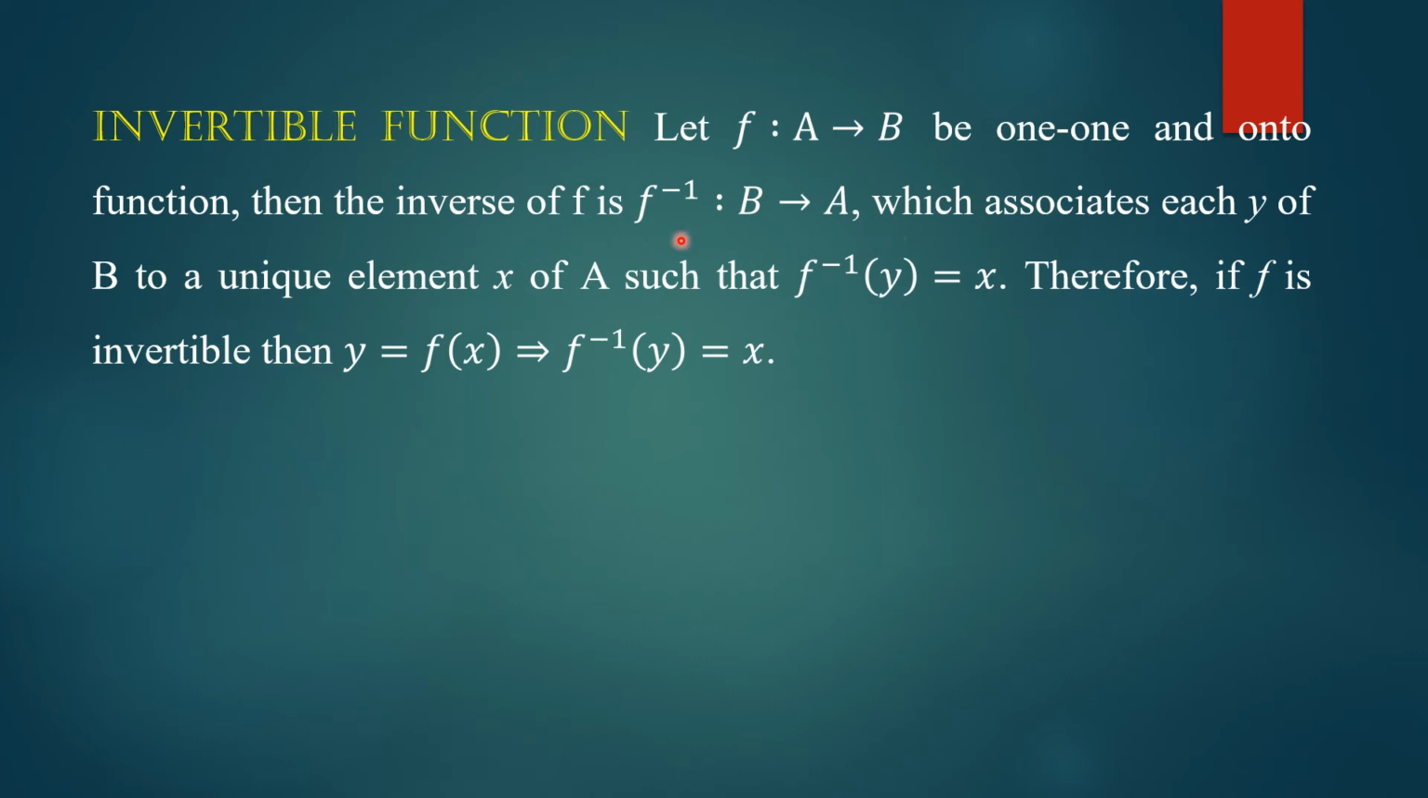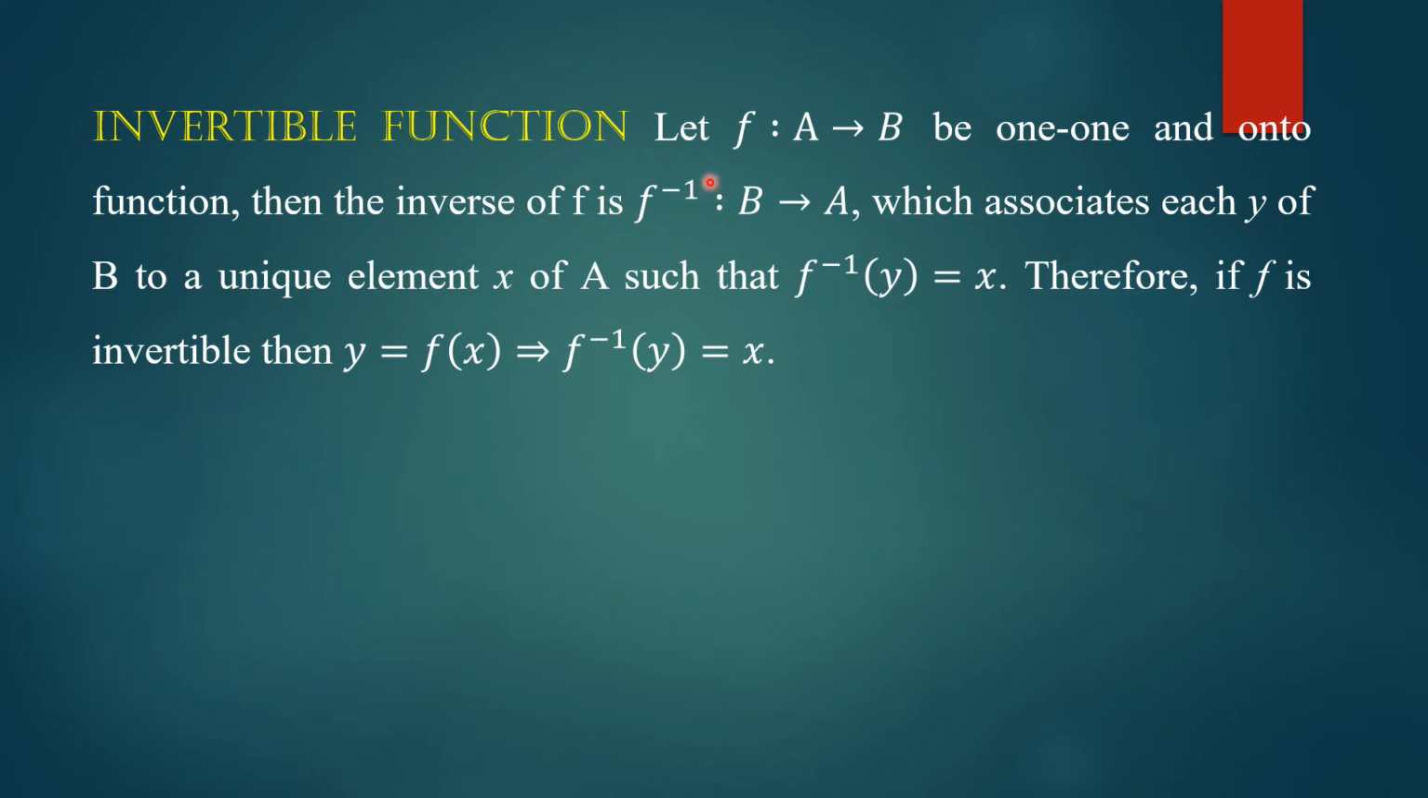So when f inverse is a function, we know that this is a function if for every element in B there must exist a unique element in A. So we have written here that f inverse associates each y of B, B is the domain now, to a unique element x of A, the codomain, such that f inverse of y. f inverse is a single function now.